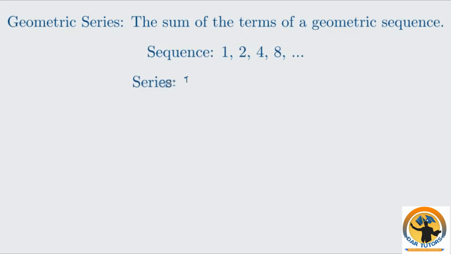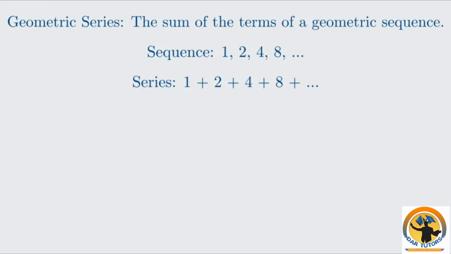So far, we've been talking about sequences, which are lists of numbers. Now, let's introduce the concept of a series. A geometric series is simply the sum of the terms of a geometric sequence. For example, if we have the geometric sequence 1, 2, 4, 8, and so on, the corresponding geometric series would be 1 plus 2 plus 4 plus 8, and so on. When we add the first n terms of a sequence, we call this the nth partial sum, and we denote it with S_n.